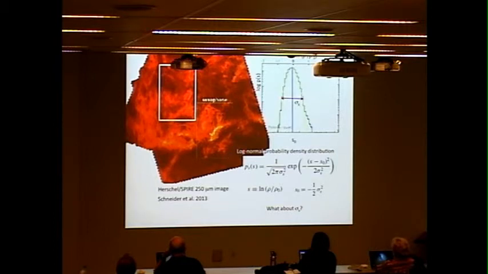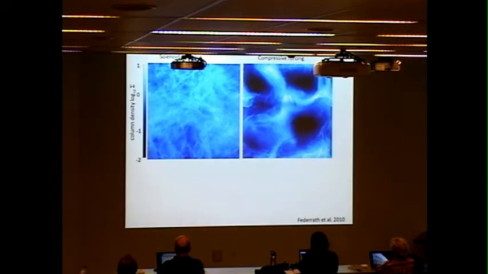This is the log normal probability density, and it's characterized by S, which is just the log of the ratio of the density of the gas to the average density, okay? And the width, okay? So the question then is, what is the width of this probability distribution? Well, the width is actually driven by two things.